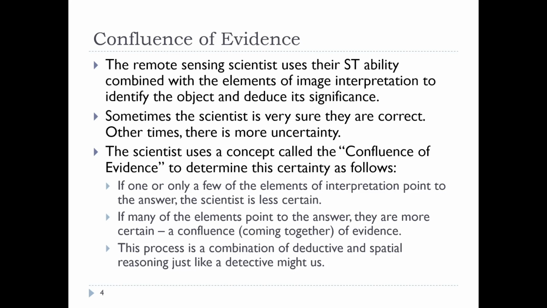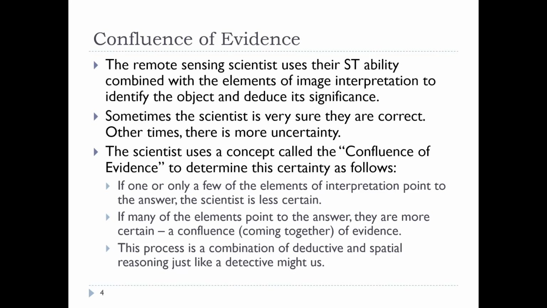And we call this the concept of confluence of evidence. Confluence means a coming together, right? And so a confluence means that we have more than one element. We have multiple elements of interpretation pointing to the same answer. So if we only have one or two, in most cases, we're not going to be very sure of our answer. But if we have lots of elements all pointing to the same answer, we feel much better about that. We feel much more certain.